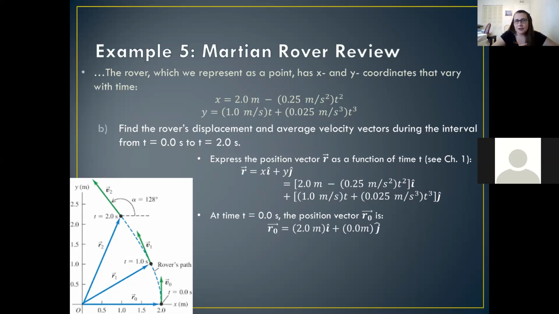At time of 0 seconds, the position vector, r0, is pretty simple to find, right? Anywhere we have a t in our position vector, we would plug in 0. So anything that's multiplied by t would just disappear. That leaves us with 2 meters in the i hat direction, because this second chunk of it is multiplied by time squared, so that goes away. And both of those parts of the j hat direction are multiplied by time, so there is no j component in that case.